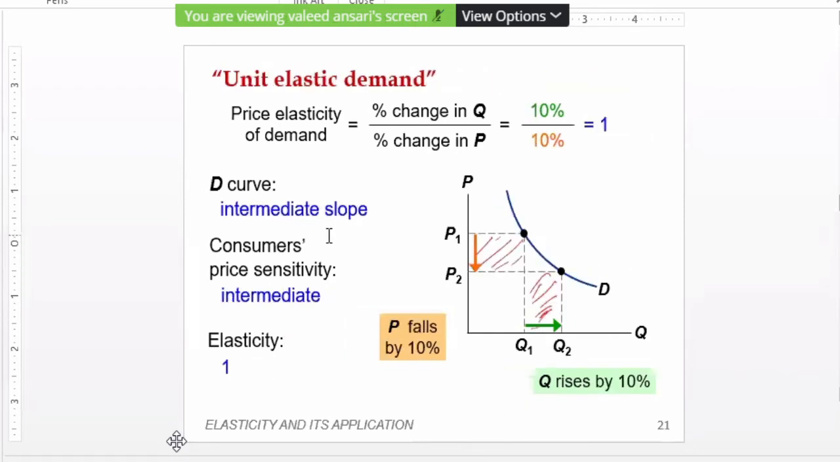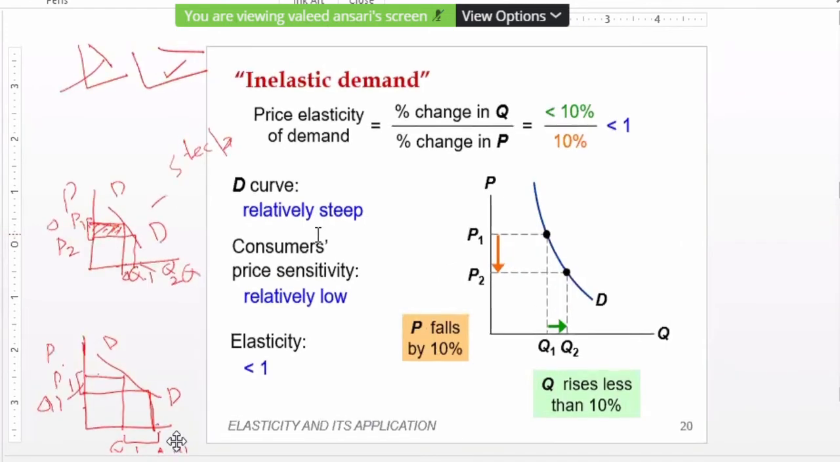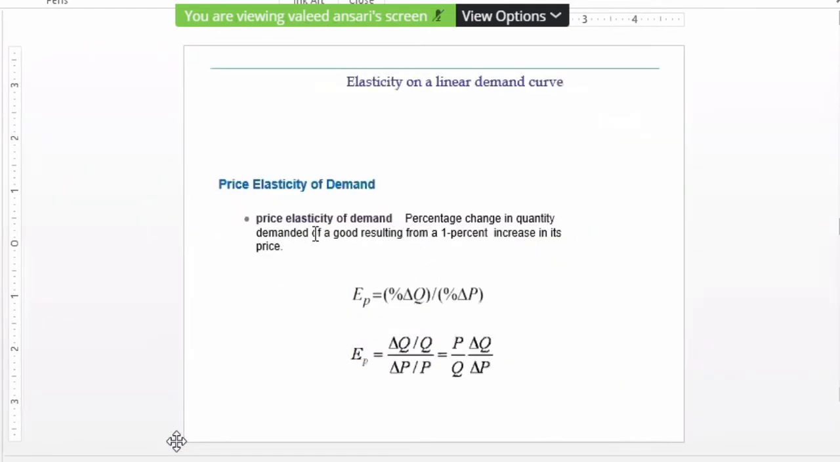Elastic is flatter, and inelastic will be steeper.